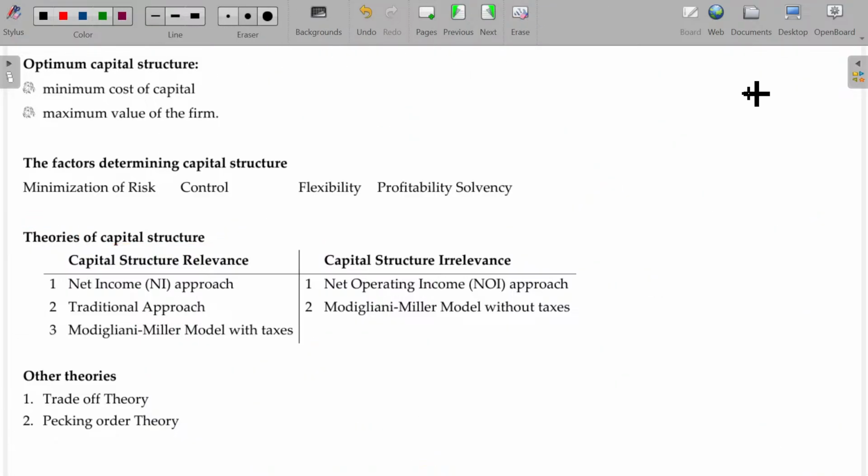Okay, so what happens? NI approach, NOI approach. This one is relevance. Relevance means value will increase. This is irrelevance. Value will not change. MM comes. He says this one is correct. Value will not change. After lots of criticism, he immediately shifted: okay, this is also true. NI approach, capital structure relevance. NOI approach, capital structure irrelevance. Then he voted for capital structure irrelevance only, which is called the Modigliani-Miller model without tax.